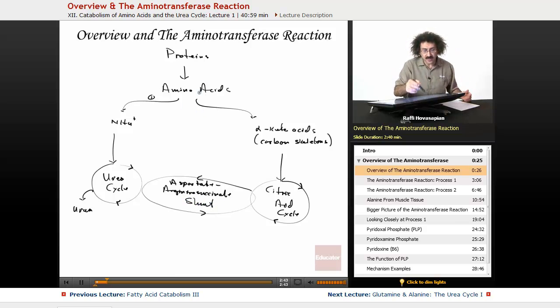So these amino acids, the amino group is metabolized one way, the carbon skeletons are metabolized another way, and there is a passage between them. So this is sort of the big picture of what's going on with amino acid metabolism. Okay, so we're going to talk about this first part right here, and in particular, what happens right here, and then we'll go ahead and discuss the urea cycle in subsequent lessons.